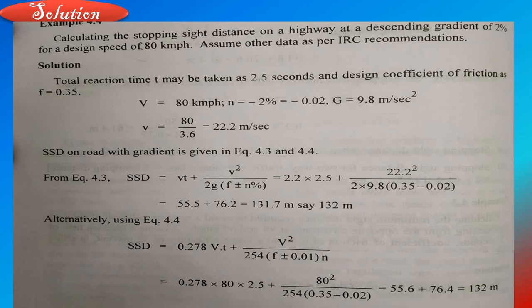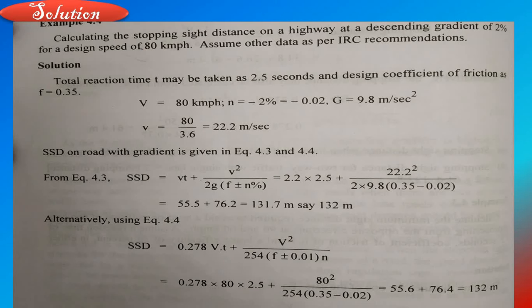So then what is the value here? The lag distance is 55.5, as well as 76.2 is the braking distance value. So finally our value is 131.7 meters. We can say here 132 meters. According to the question, he asked what is the stopping sight distance for the 80 kmph value. So guys, for an 80 kmph design speed of a given vehicle, it should maintain 132 meters of stopping sight distance with a descending gradient of 2%.